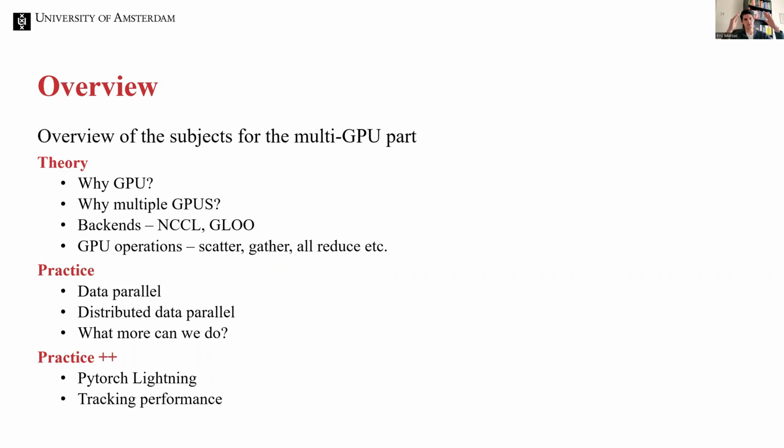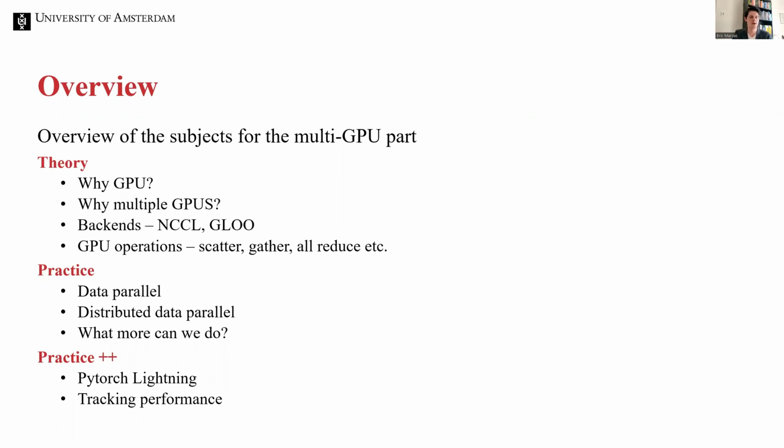So I basically divided it in three regions. We're going to start off by doing a more theoretical approach, where we're going to go through a couple of things. So we're going to talk very shortly about why GPUs are interesting in the first place, why would we use multiple GPUs, then we're going to dive a little bit deeper and go into what kind of GPU operations we can actually use. And then we're going to go to practice level 1, where we're going to talk about PyTorch and what kind of frameworks are implemented in there.